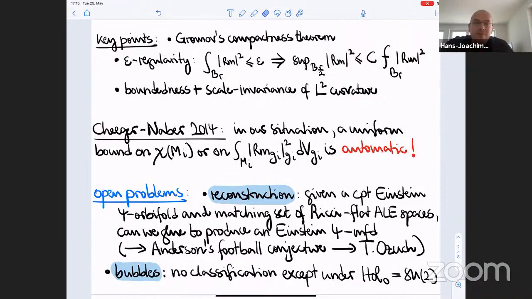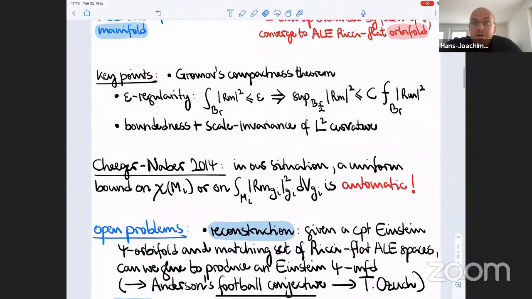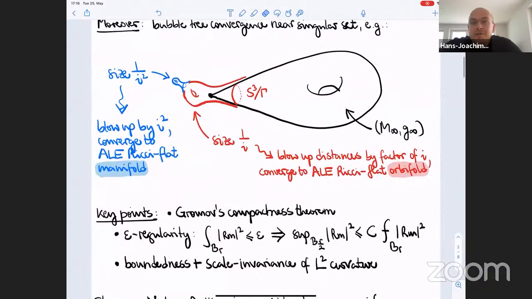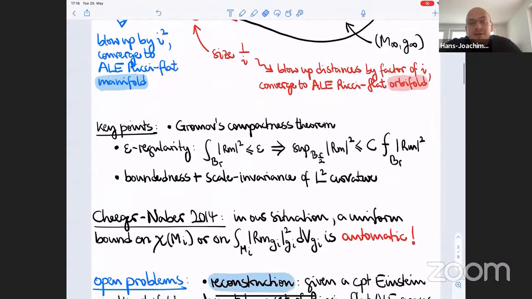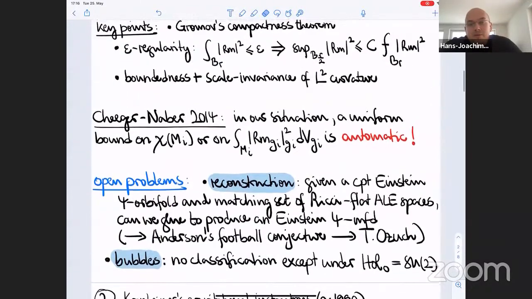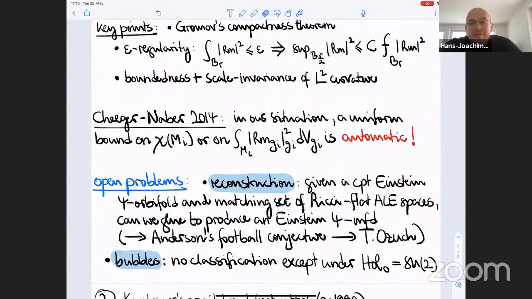Then maybe the other big open problem is that we don't actually know a whole lot about the classification of these bubbles. What are the possible Ricci-flat ALE spaces in dimension 4? What examples do we have? What could be the possible building blocks in a gluing construction like this? The only ones known to me are the ones that have reduced holonomy equal to SU(2), so it's the hyperkähler examples of Kronheimer.